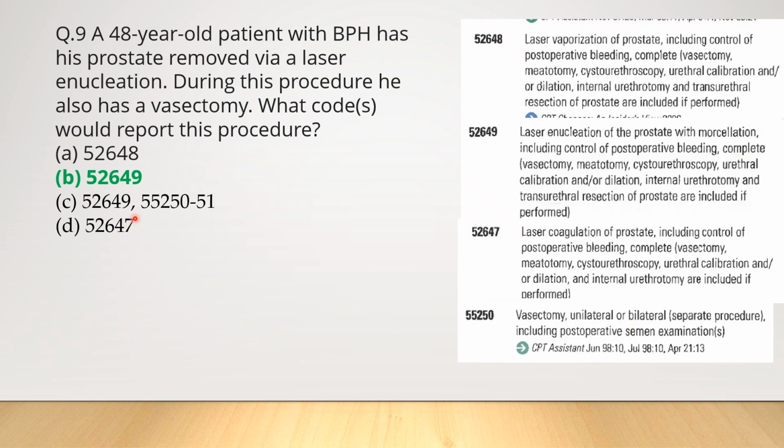Now do we have to code that separately? So let us read the code 52649. It says laser enucleation of the prostate with morcellation including the control of postoperative bleeding, complete vasectomy. So the vasectomy is included in this particular code, so there is no need to code that separately, and that's why we will zero in on the code 52649. And this is my last slide from the male genital system. We stop here and then I will take the female genital system next time.